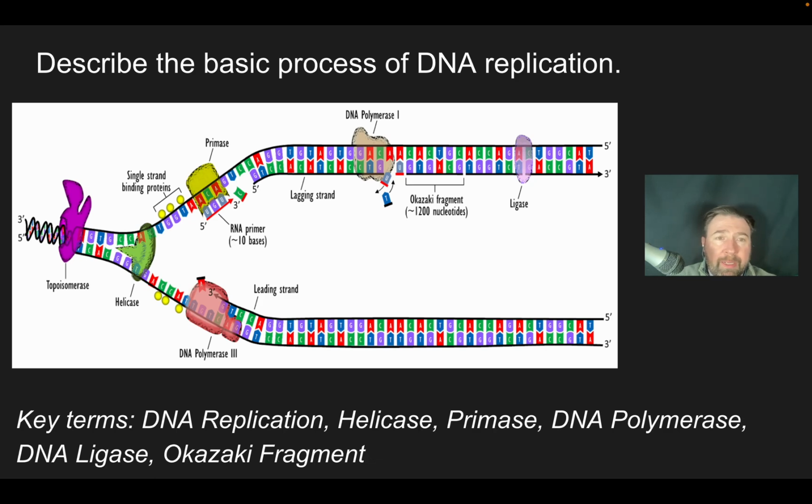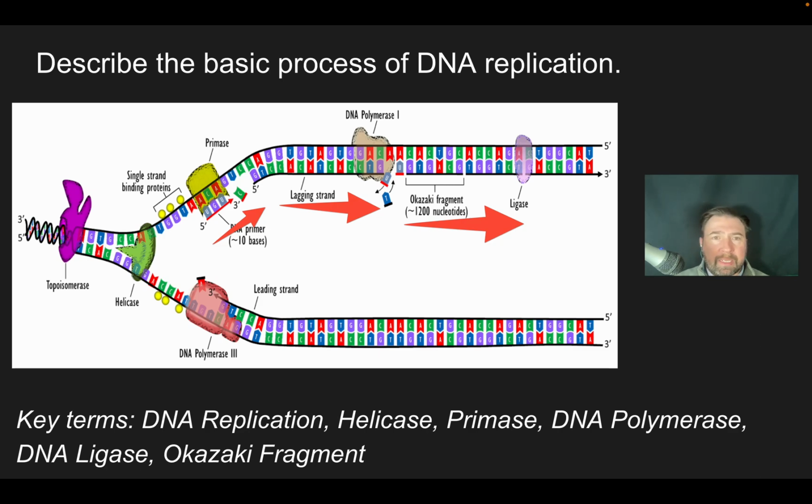On the top strand, it has a separate issue. So it can, again, only be building in that 5' to 3' direction, and the helicase is on the 5' end. So what we can see here is that the DNA is going to be built in the 5' to 3' direction until it runs into the next fragment.